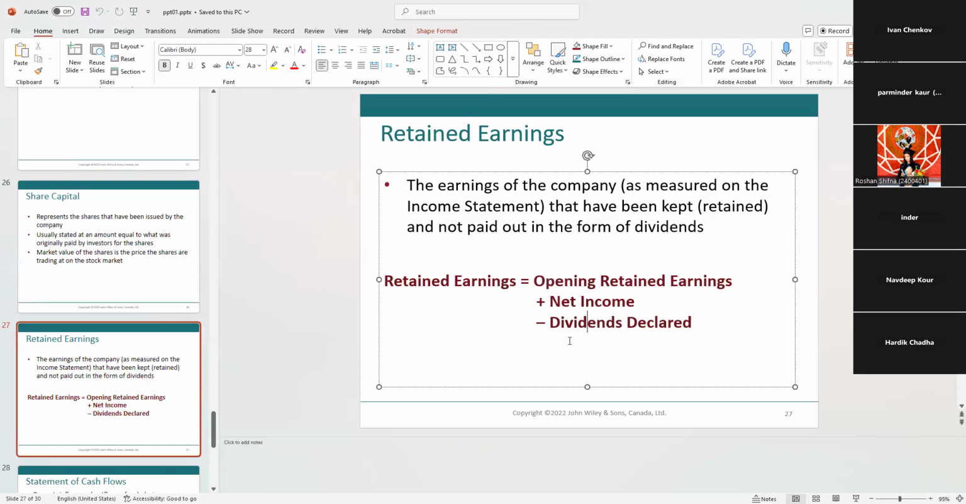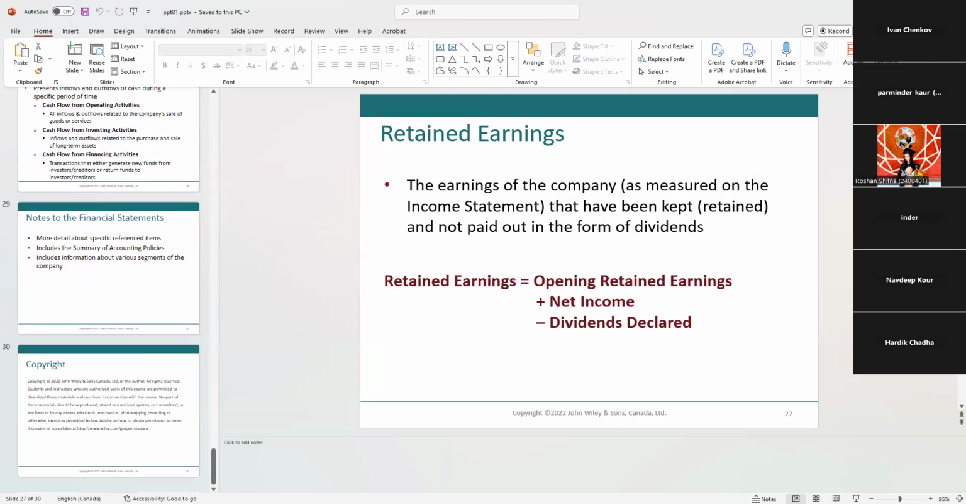So if it's the first year of operation of the company, retained earnings is going to be zero. If it's the second year of operation, there has to be an opening balance of the retained earnings. Keep that in mind. Those are the two calculations that you need to know from this chapter, and the names of the financial statements, obviously. So that's chapter 1.